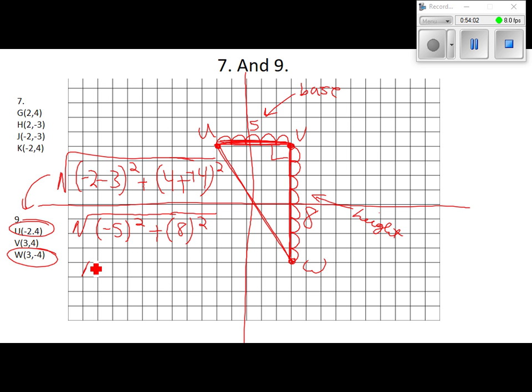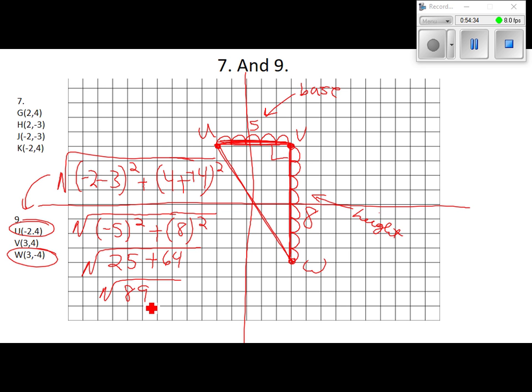Square that. What is -5 squared? 25. Is it -25? No, 25, right? What's 8 squared? 64. What's 25 plus 64? 89. What do you do if you don't know? Square root of 89, is that one of our perfect square numbers? No, somebody grab a calculator and help me out with square root of 89.